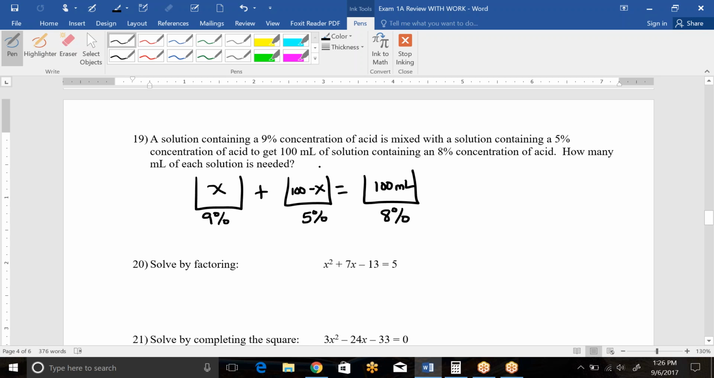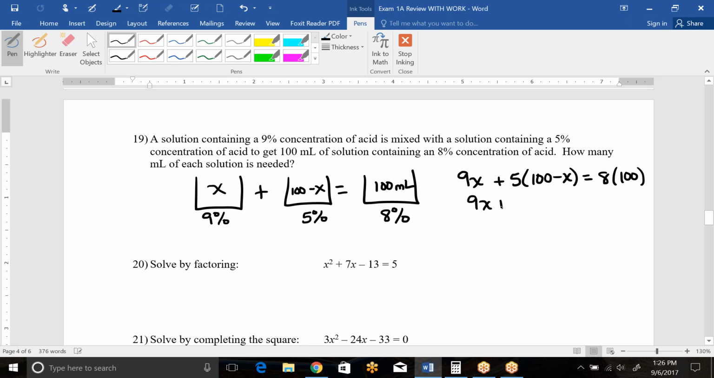Okay. Now, you can change everything to decimals before you multiply, but since every bucket has a percent on it, we don't have to do that. If there was a bucket that didn't have a percent for some reason, you would need to change percents to decimals. So this is going to be 9x plus 5 times the second bucket, which is 100 minus x, equals 8%, which is 8 for us, times 100.